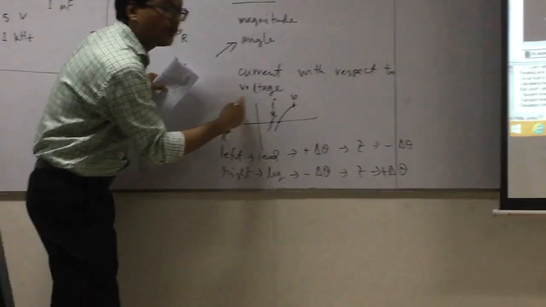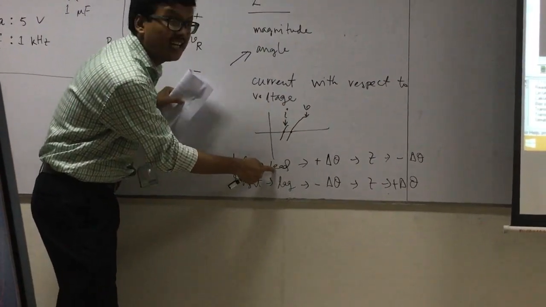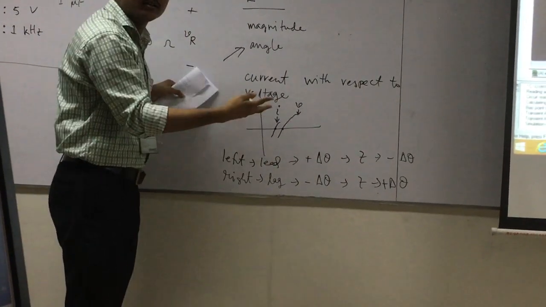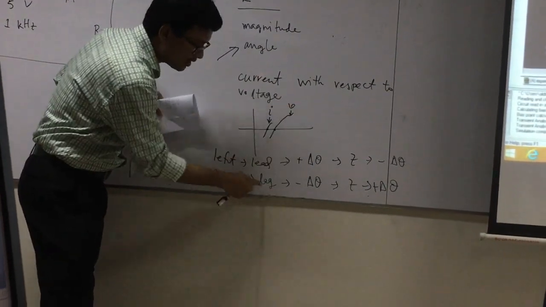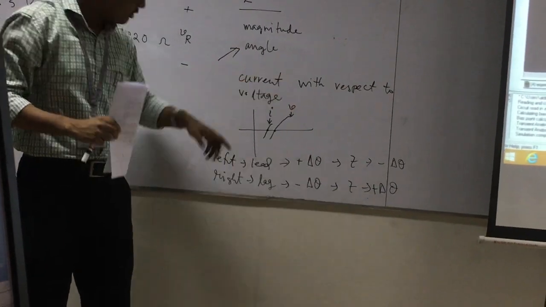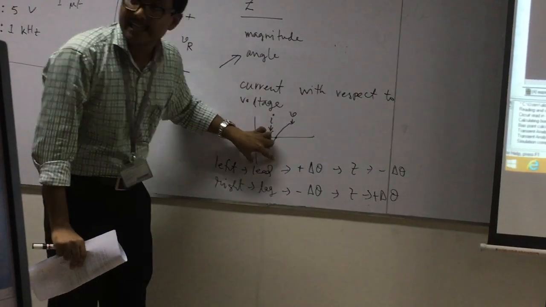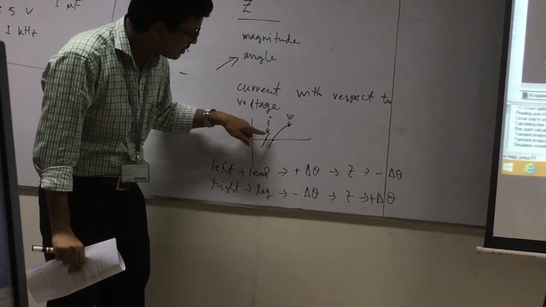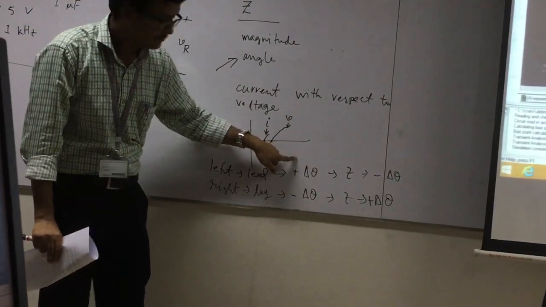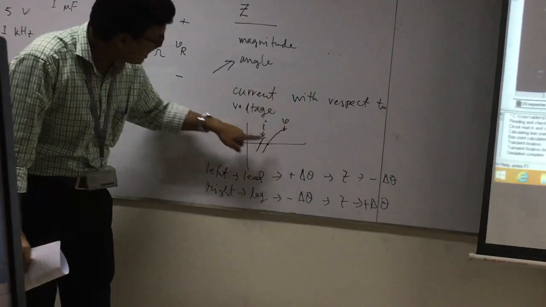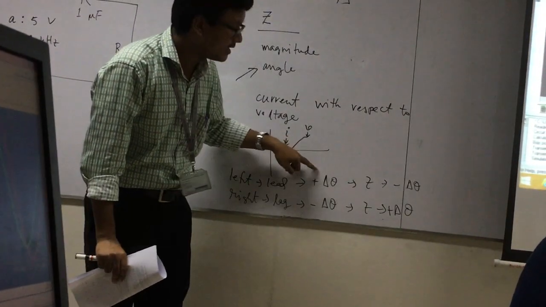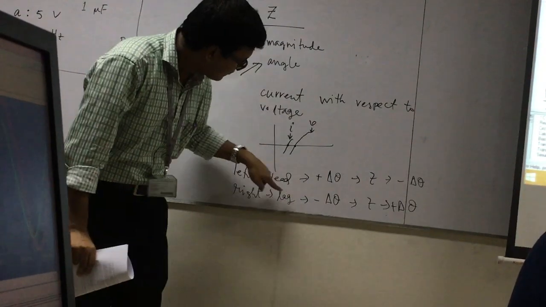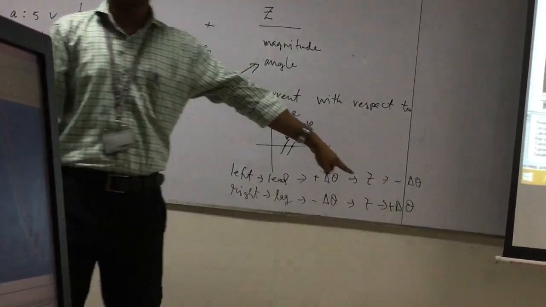Two possibilities. If the current is on the left with respect to voltage, then we say the current leads the voltage. And if it's on the right, then we're going to say current lags voltage. So lead and lag, two new terms. If you find the leading current, then the phase difference of this current is going to be positive. And if you get the lag, if it's on the right, then the current angle, the phase difference, is going to be negative. If current angle is positive, then impedance angle is going to be negative. If current angle is negative, impedance angle is going to be positive. Am I clear?